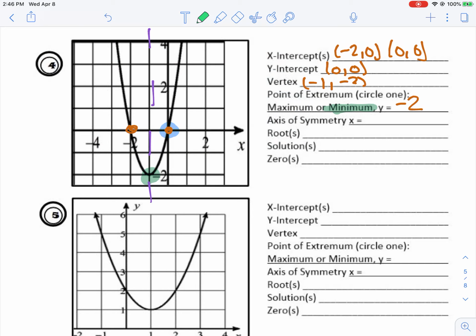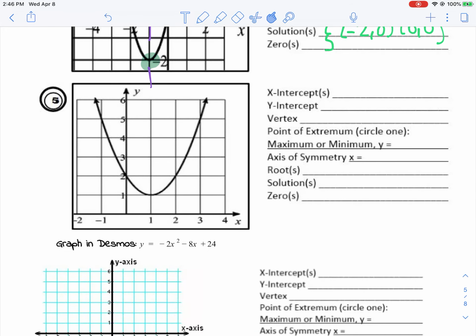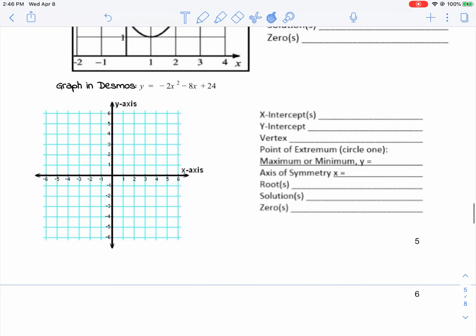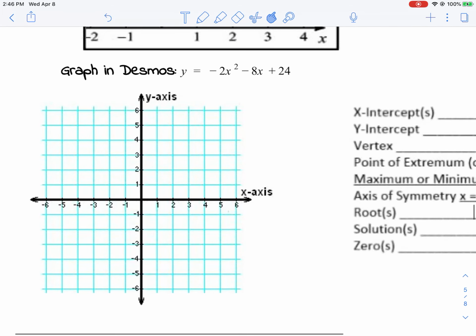Remember, your axis of symmetry is what cuts your parabola in half. It's going straight through that vertex. So the x value of my vertex was -1. And we have already identified our roots, solutions, and zeros because they are the same as my x-intercepts. All right. If you look at this next one, notice that you have no x-intercepts because it is never crossing over that x-axis. So you can just say none if it does not cross over your x-axis.